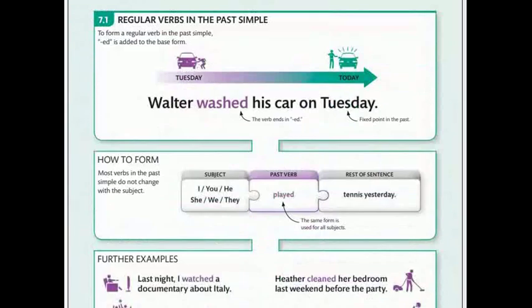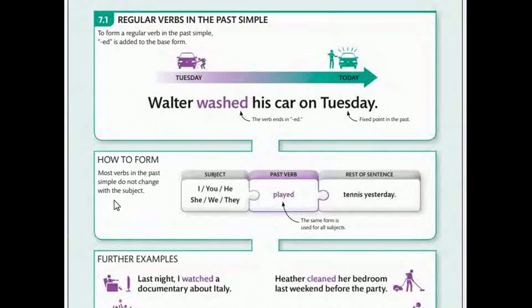To form the past simple of a regular verb, -ed is added to the base form. Walter washed his car on Tuesday. We can say Tuesday and today. The verb ends in -ed, and there is a fixed point in the past.